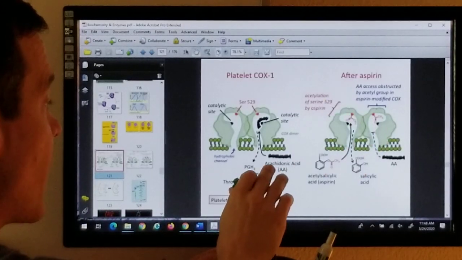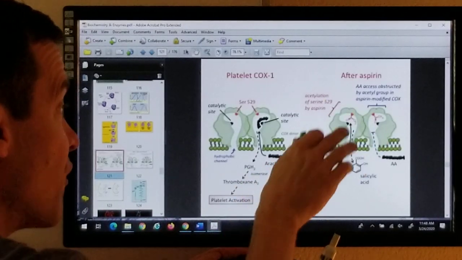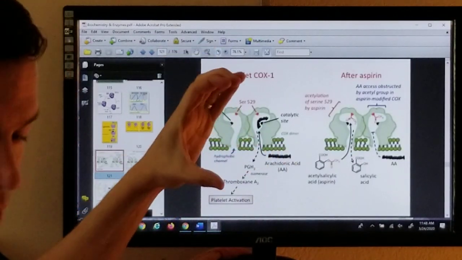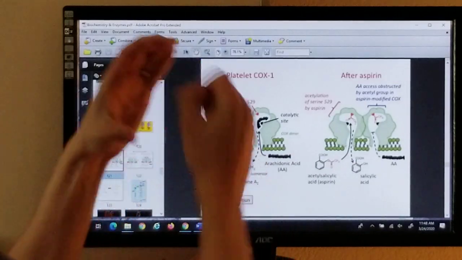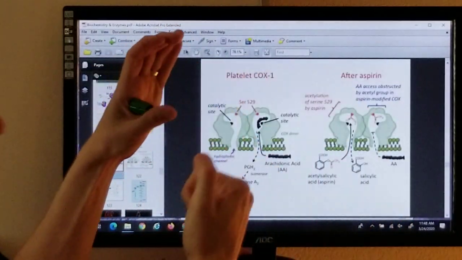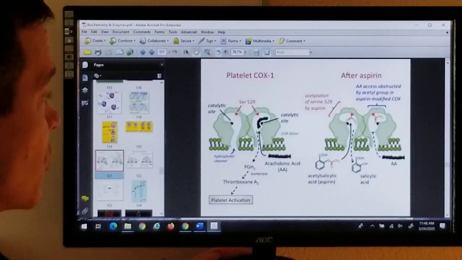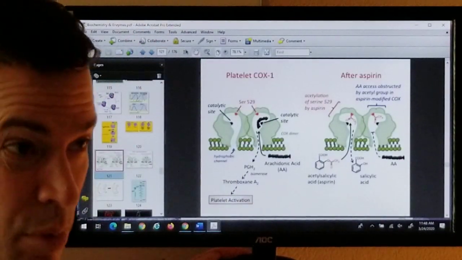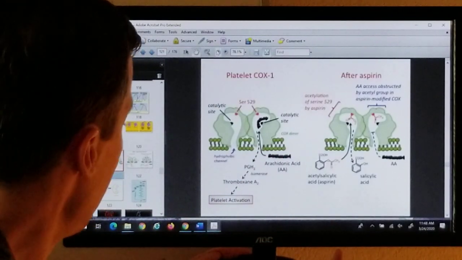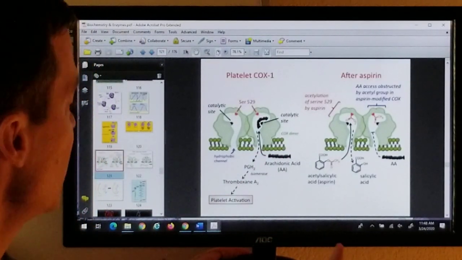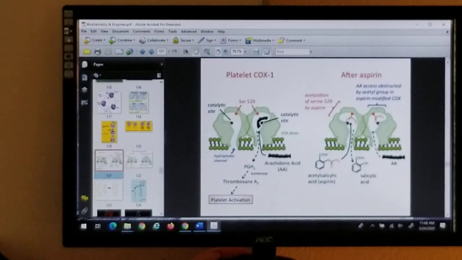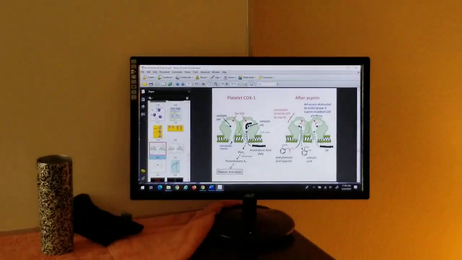Now, it turns out that arachidonic acid can't fit in there. There's just not room. We had a little cleft that was this big, and it's supposed to fit this. But if I go in and add an acetyl group, now I can't fit this. So the aspirin is basically just taking up space. It's an inhibitor competing for the active site, so it's a competitive inhibitor. So that's actually how aspirin works, which is pretty cool if you ask me. The last thing, let me zoom back out.